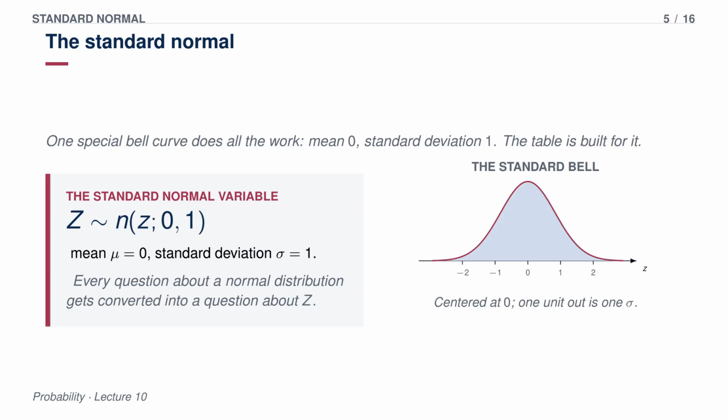And here's the trick of the whole lecture. Every question about a normal distribution gets converted into a question about z. One table, and we're done. That's the whole game, right there. So how do we convert?